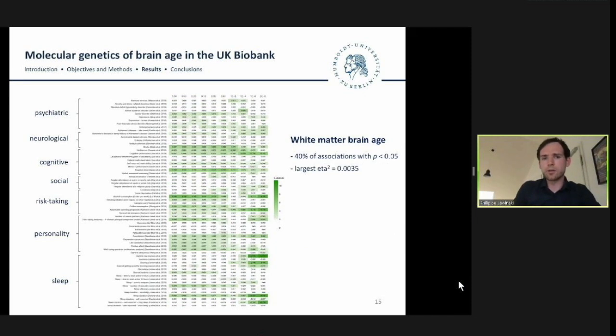Surprisingly, for the white matter brain age estimates, associations were somewhat weaker, but still 40% of the associations were nominally significant. And the combined gray and white matter estimates showed results somewhat in between.